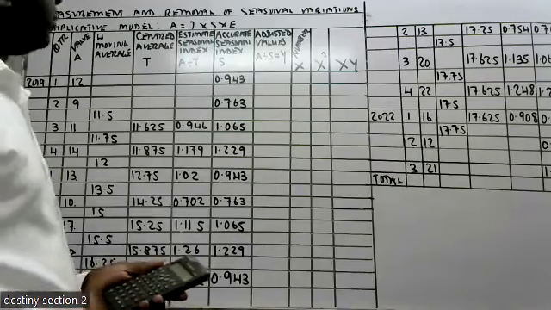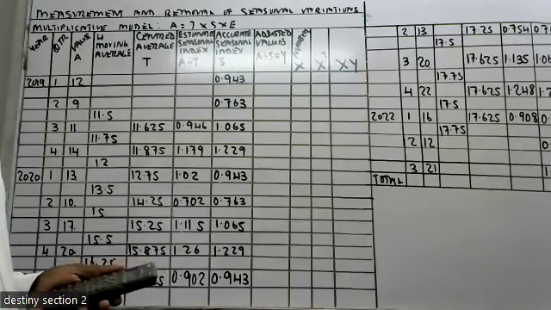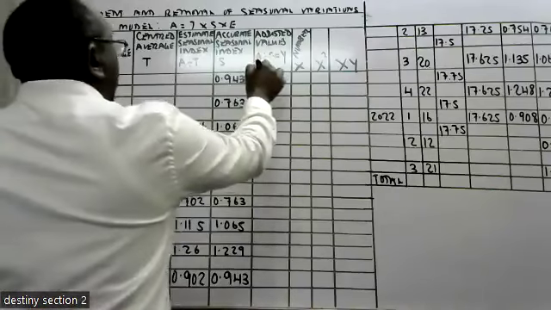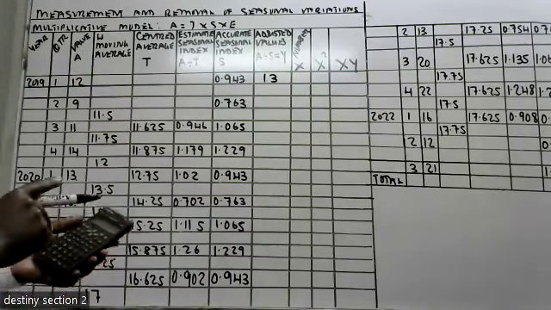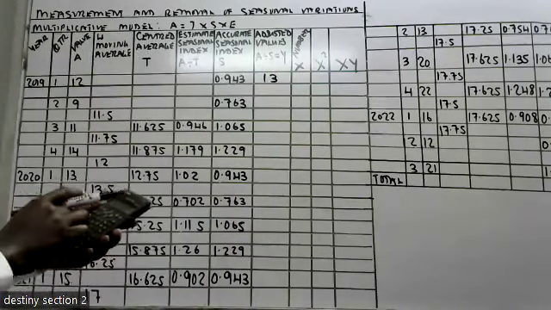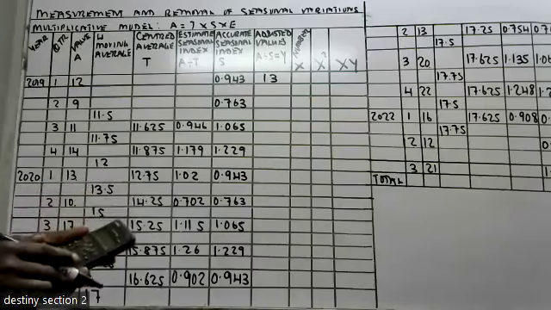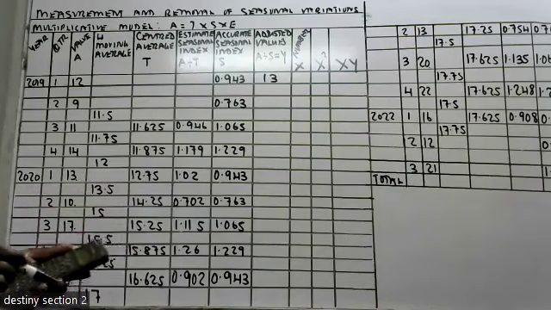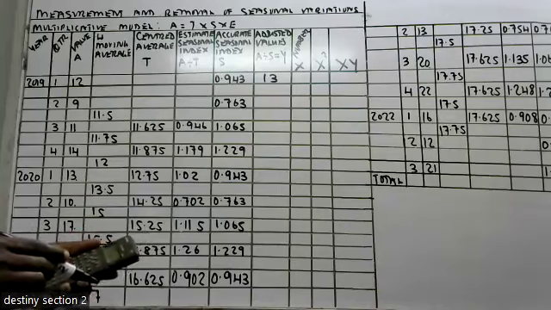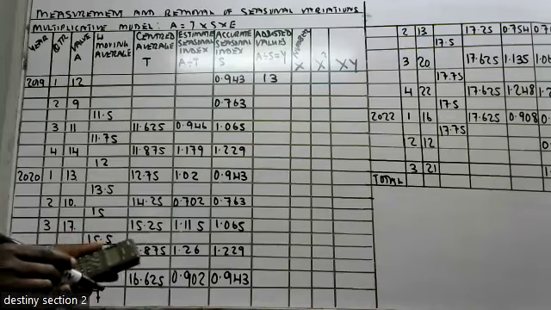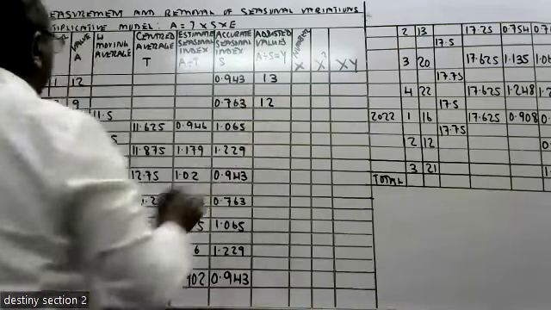What is the answer? $13, good. So andika 13 hapa. Then sema 9 divided by 0.763. You get what? $12. So let's continue the same way.